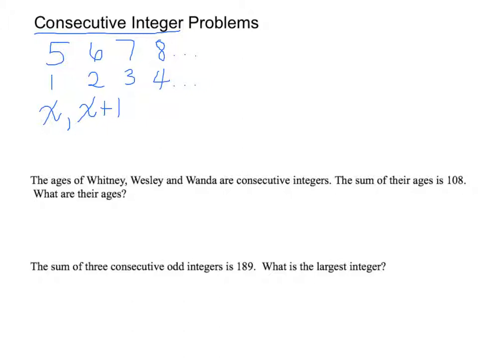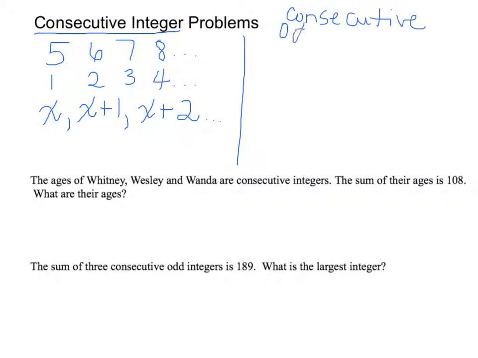Okay, and how do I get from 5 to 7? Or how do I get from 1 to 3? I add 2. So the third number, if I'm starting out with x, is x plus 2. And so on. So I could have x plus 3, x plus 4, x plus 5. Alright. We also may have consecutive odd or even numbers.